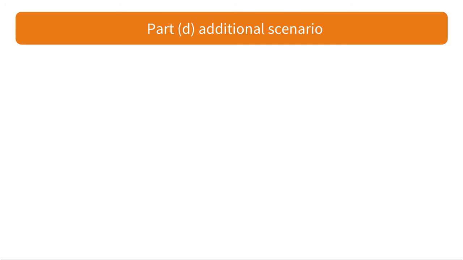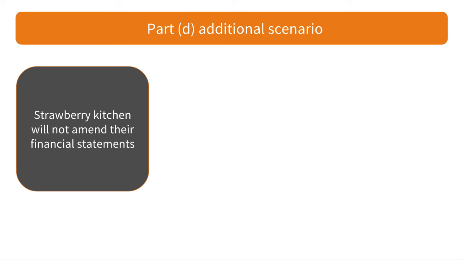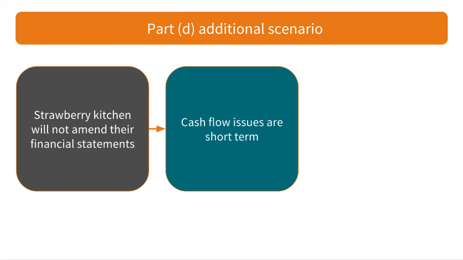The last requirement, Part D, has its own additional piece of information in relation to Strawberry Kitchens. Not surprisingly, there are serious concerns over the going concern of this company, but the Finance Director is going to make no amendments to the financial statements, as the cash flow issues are believed to be short-term.